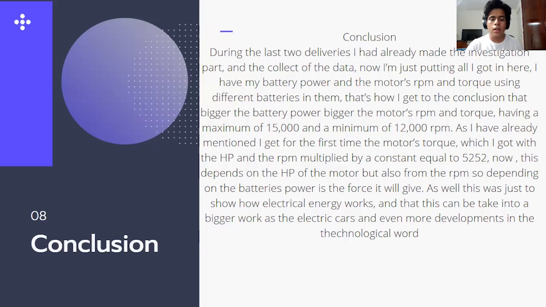And I did this thinking about the future, or what we are living now, with electrical cars, which is a bigger work and is all this part of electrical energy used in real life by using these cars. So I really hope that in the future I can reach that and do more investigation and development in this technological world.